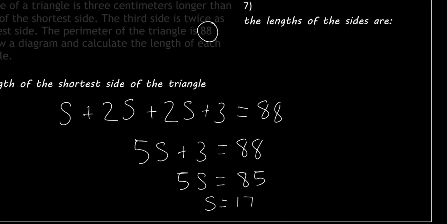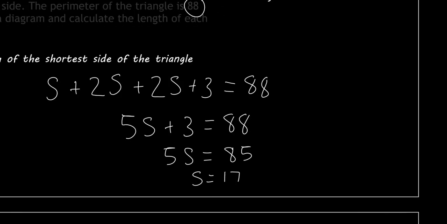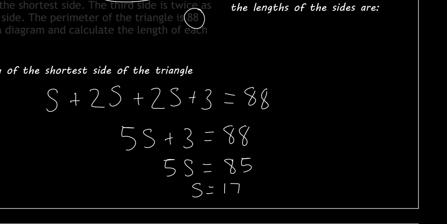So my answer would be the shortest side. It says the lengths of the 3 sides are, what were the units of this? These were given in centimeters. That's important. So my sides are 17 centimeters. That's the shortest side. And then the next side, the next one up from that, would be twice that, so it would be 34 centimeters. And then the longest side would be 3 more than twice it, so that should be 37 centimeters.